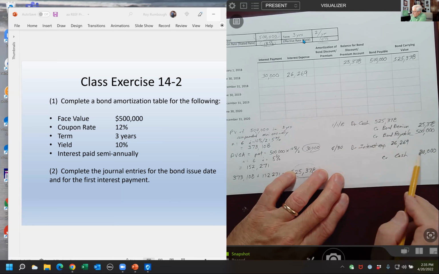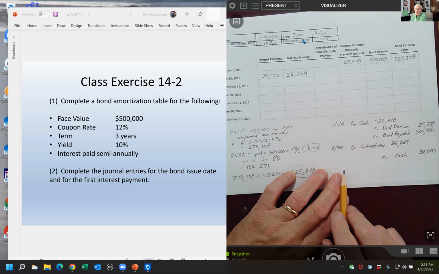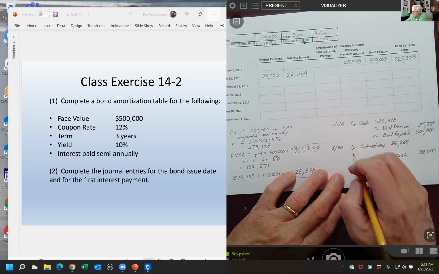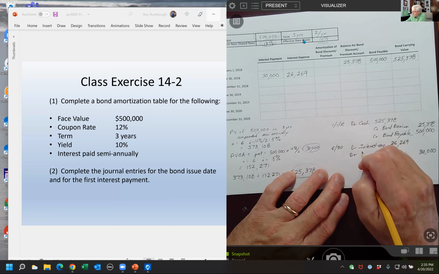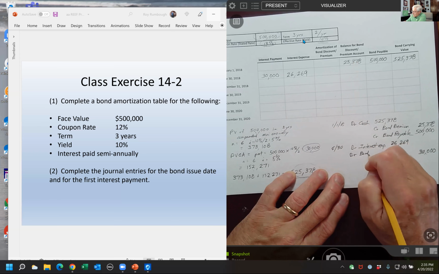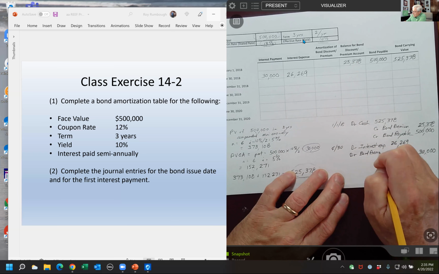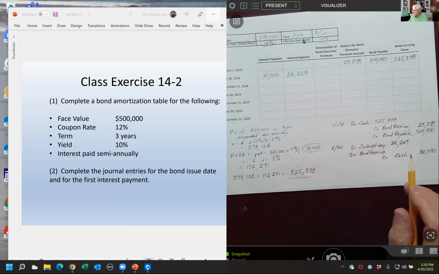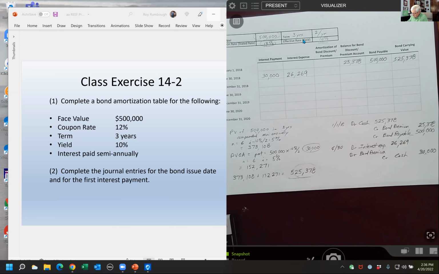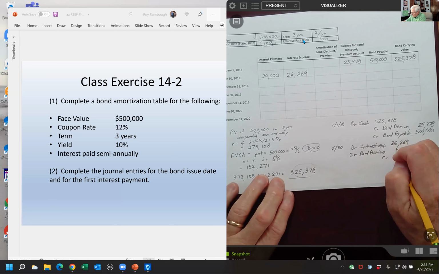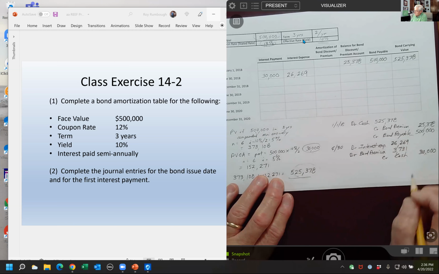And so we have more credits than debits. We need another debit. Where does the debit come from? It's the amortization of this account. We're going to reduce that bond premium account for the difference. So 30,000 minus 26,269, 3,731.